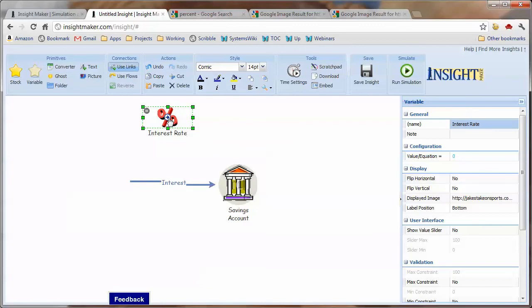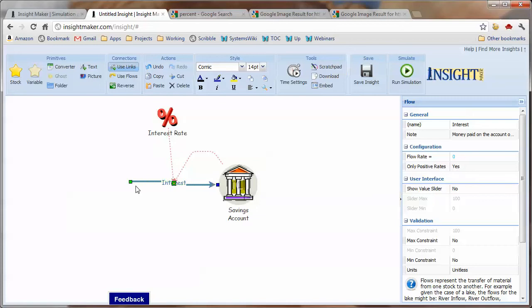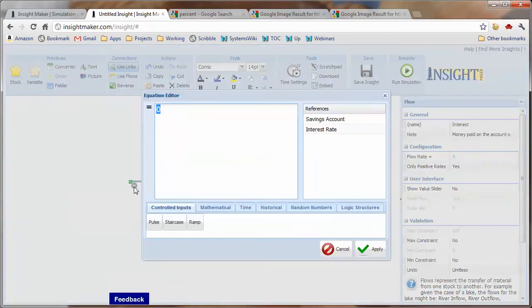And so the interest that's paid periodically is a function of the interest rate, so we need a link to communicate this to the interest, and we need to communicate the amount of money that's in the account to the interest. But this is a little hard to read, so we'll hold the shift key and put a couple of nodes on there so that we can move that around, and then we'll tell it that the interest is the amount of money that's in the savings account times the interest rate.